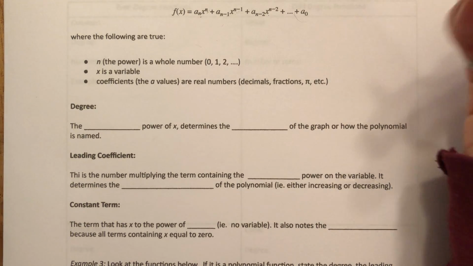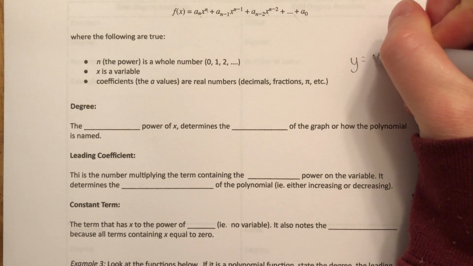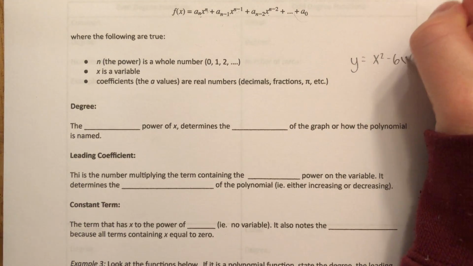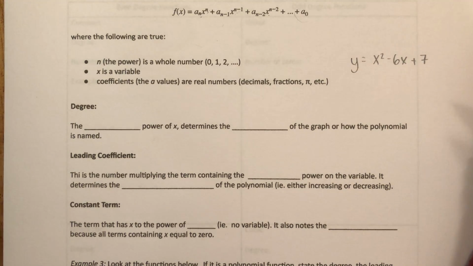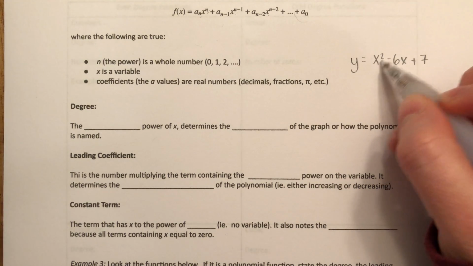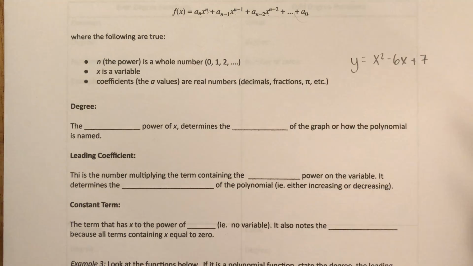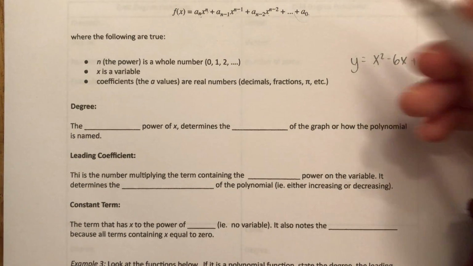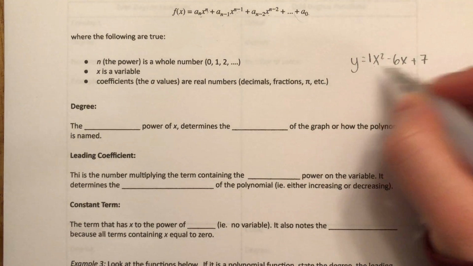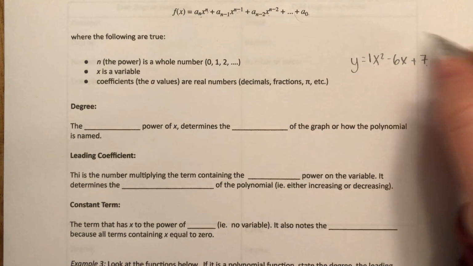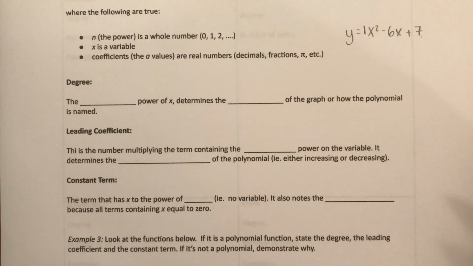Okay, so something like y equals x squared minus 6x plus 7, that fits this rule. We've got an x squared and then an x and then no x. So this would be the no x term. We've got different numbers in front. This is the same as a 1, and then a constant. Okay, so this is a polynomial function.